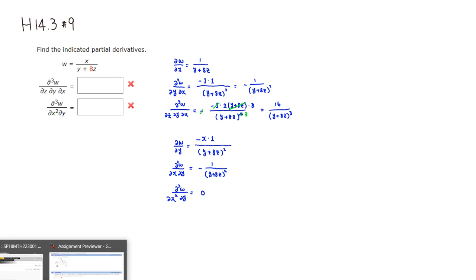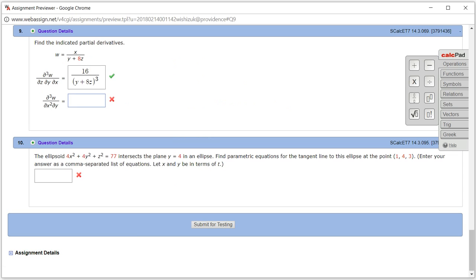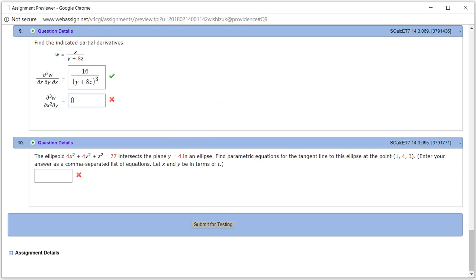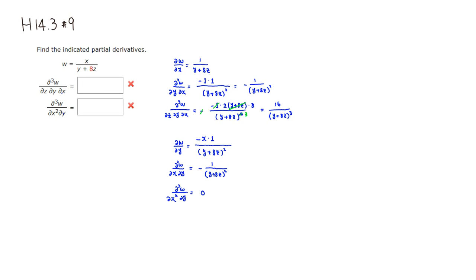So let's type it in. For the second one, we get 0. Submit for testing. Alright, it came back and looks like we got this one correctly. Alright, that's it. I hope that this was clear.